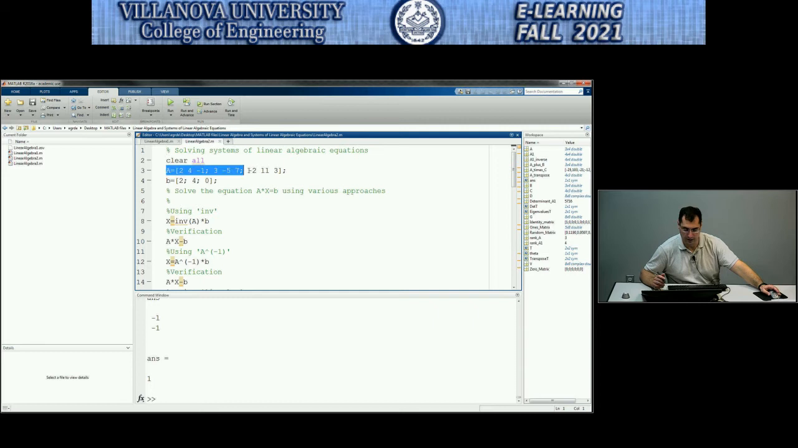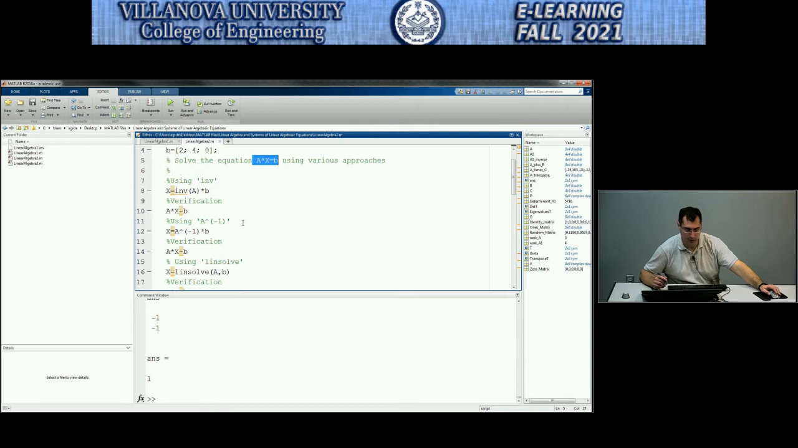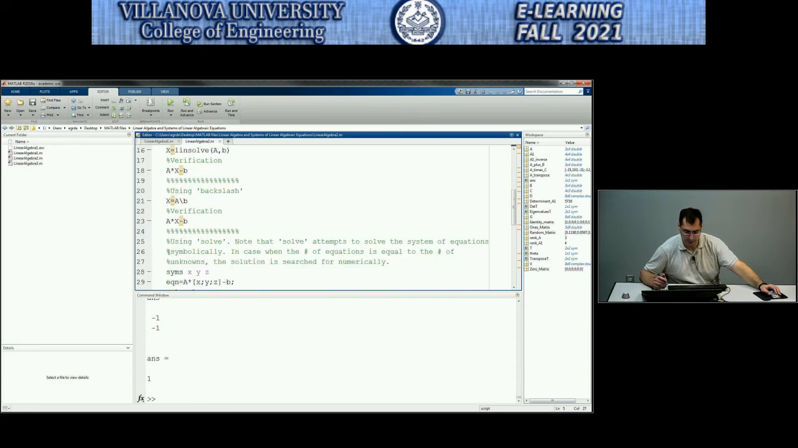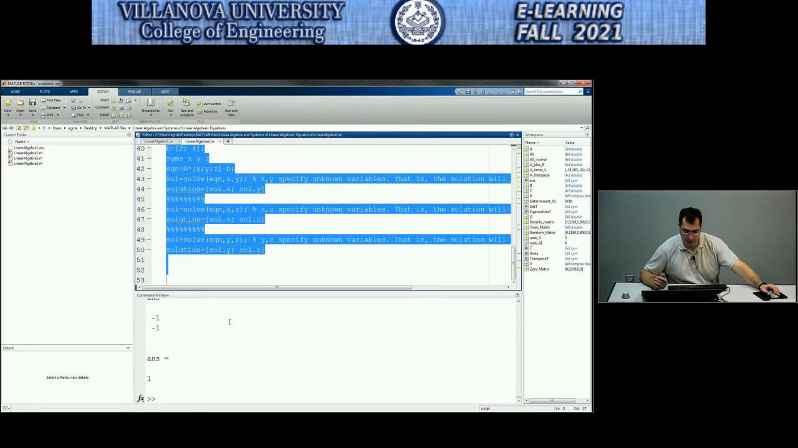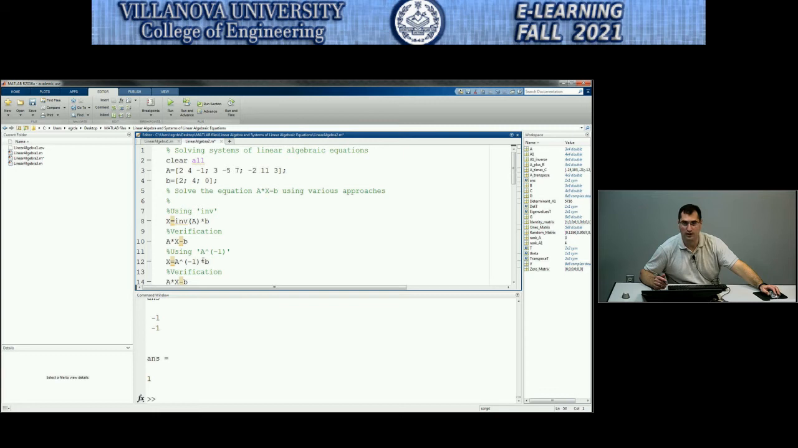So my square matrix A, my right-hand side vector B. We're going to solve this system of linear algebraic equations, Ax is equal to b. We know the explicit formula, so x is going to be equal to inverse of A times b. So I'm going to show you various ways of computing the inverse of a matrix. So let me comment this out first.